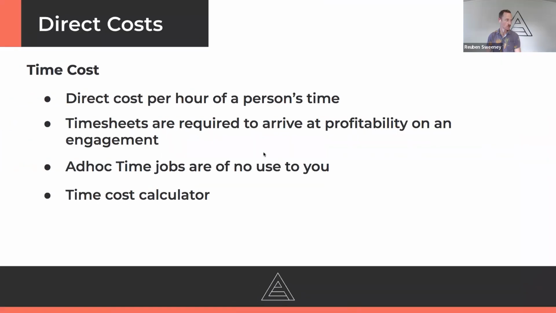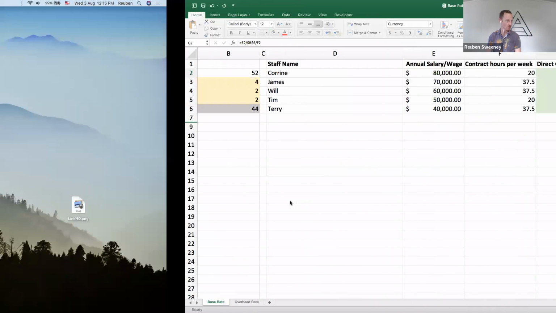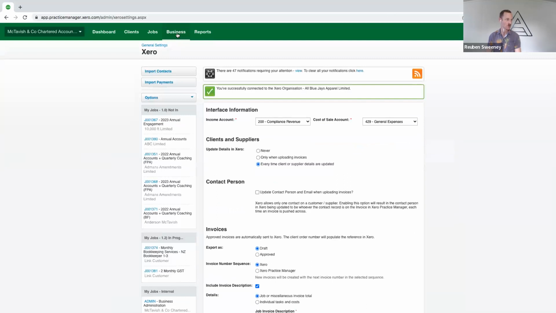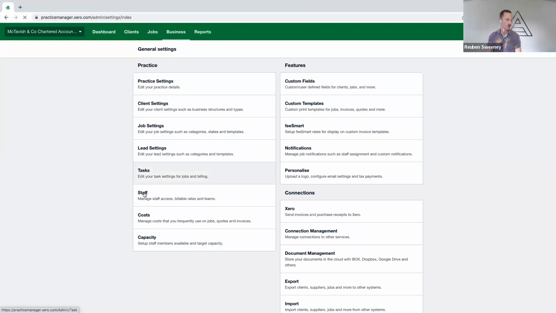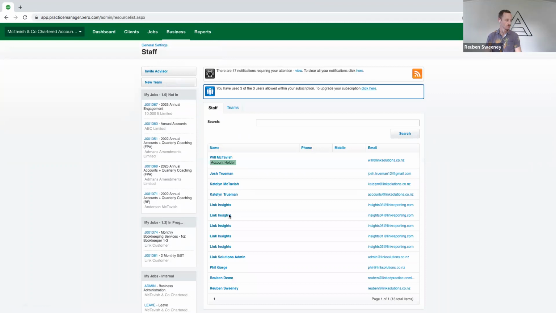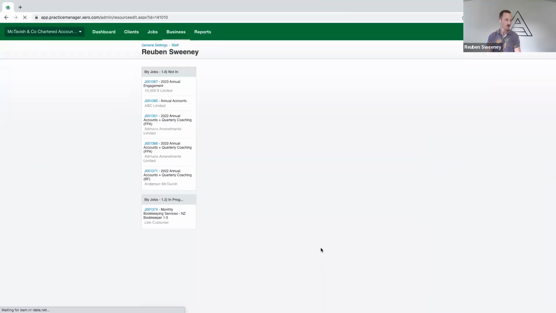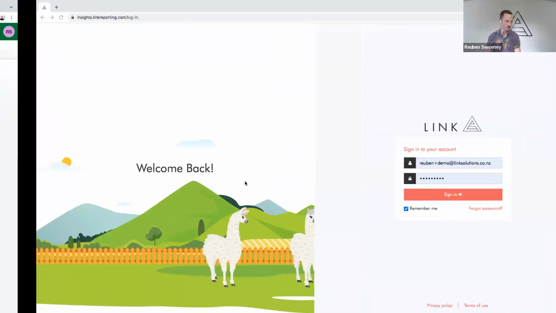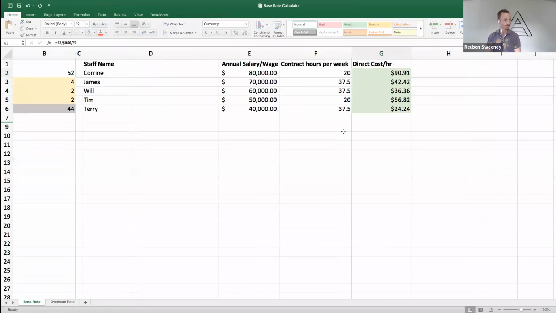So coming back to that's our time cost calculator, and what do we do with that? Let's have a look. Back to our XPM. If you want to click along with me, we're going to business and settings. We're going to go to staff. You're going to take that number from that spreadsheet, and you're going to click into Ruben here, or the person, and this is where you're going to put it, base rate. So if Ruben was in this list, it would be $90.91.